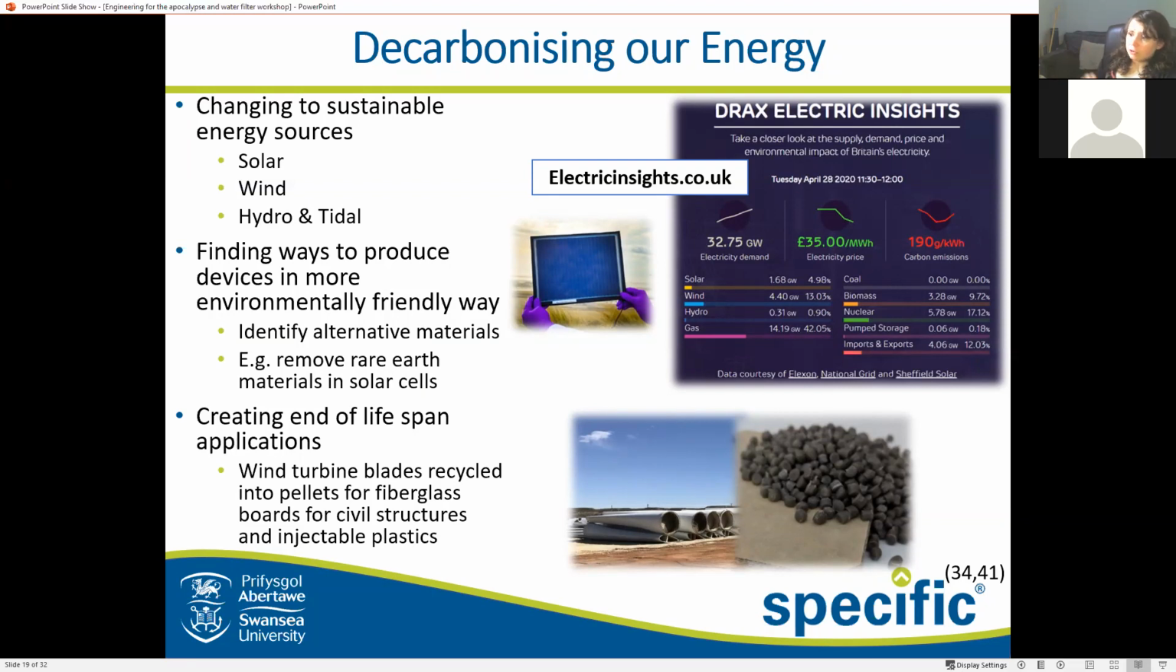But they can be given a new life. So in this case, they are being turned into pellets, which can then be used to make fiberglass boards for civil structures, as well as injectable plastics. So they have a lot of new uses.